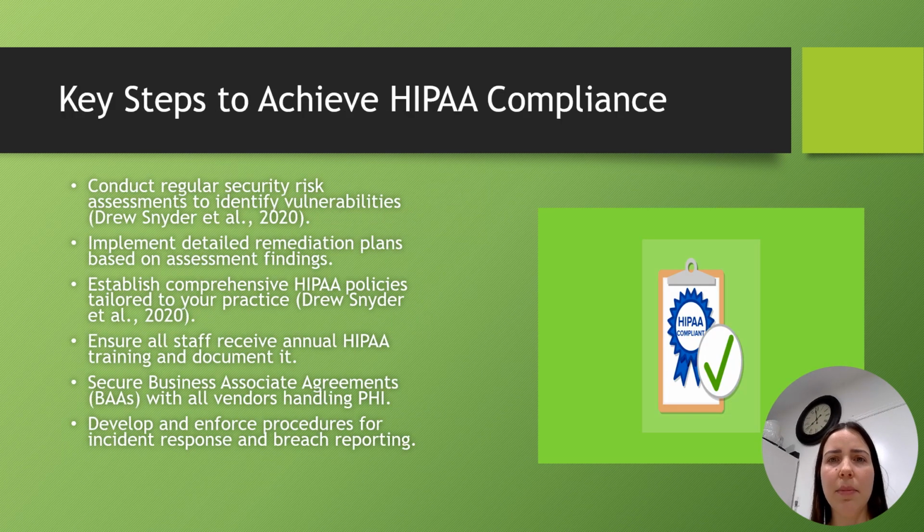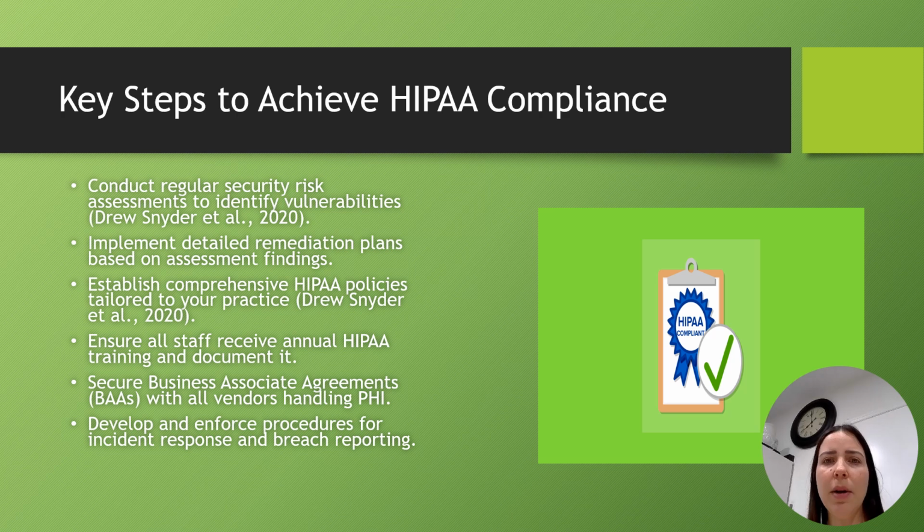Implementing HIPAA can be quite easy if one breaks the process down into 5 steps. A good place to begin is by establishing routine security risk assessments to identify any potential gap in your practice's data protection measures. Second, use the findings to establish an executive remediation plan to fix any of the areas highlighted.